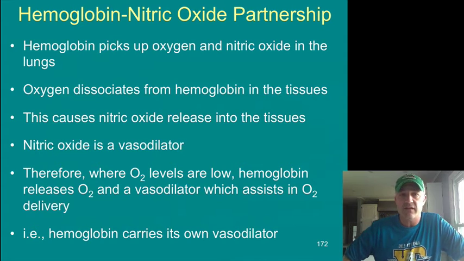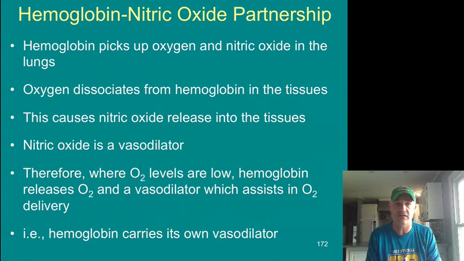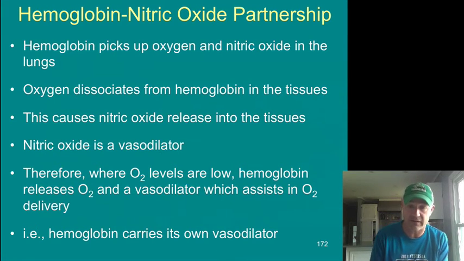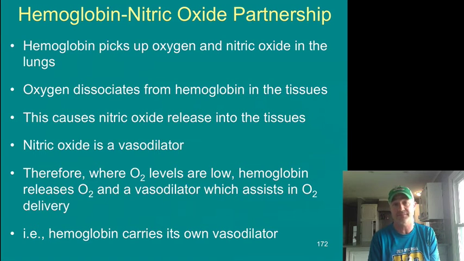Some other interesting things here: as hemoglobin picks up oxygen, it also picks up nitric oxide. When oxygen dissociates from hemoglobin in the tissues, it causes nitric oxide release into the tissues. Nitric oxide is a vasodilator, so what's interesting about this is that when oxygen levels are low and the release of oxygen happens quite a bit, it also assists in O2 delivery by acting as a local vasodilator where tissues need more oxygen. So it's kind of neat that hemoglobin, like it says there, carries its own vasodilator.